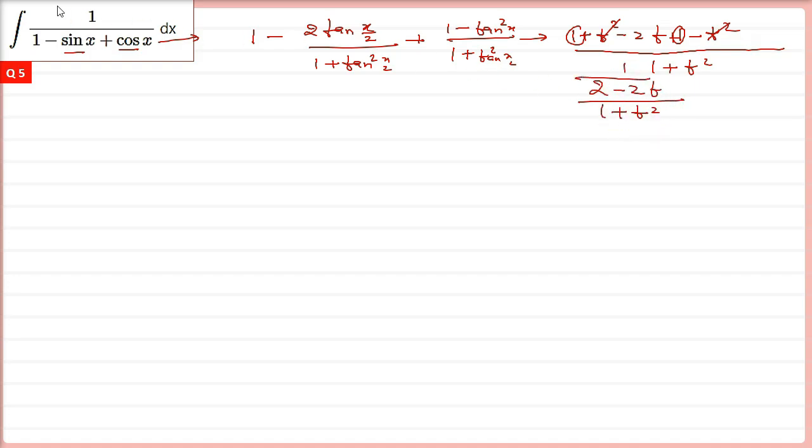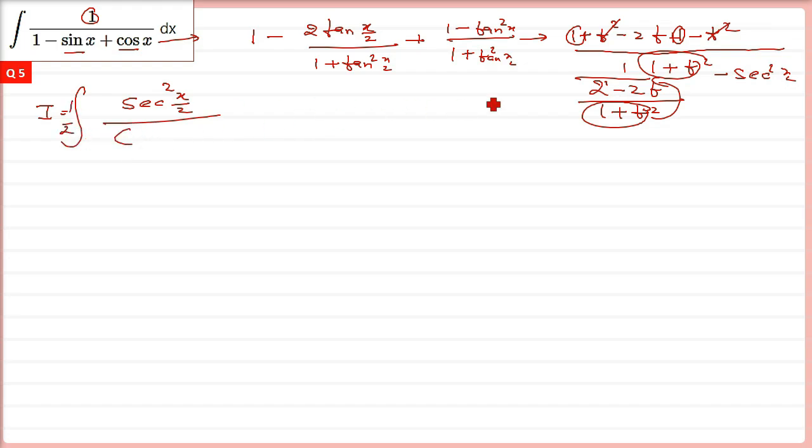Now since 1 is already in the numerator, this 1 plus tan square x by 2 will go up and it will form as sec square x by 2. 1 plus tan square x by 2, I have denoted t just as tan x by 2 right now. So it will be sec square x by 2, which goes up. So we have sec square x by 2 dx divided by, what do we get? 2 minus 2t. So you can just take 2 outside, and what is remaining inside? It is 1 minus tan x by 2. Now dx is already there in the numerator.